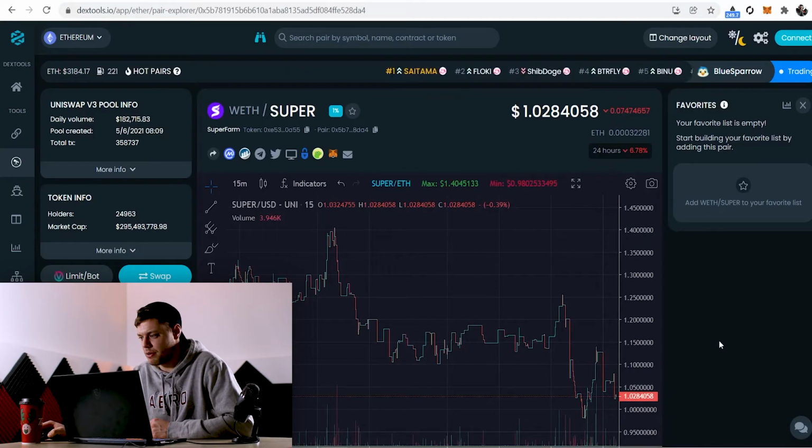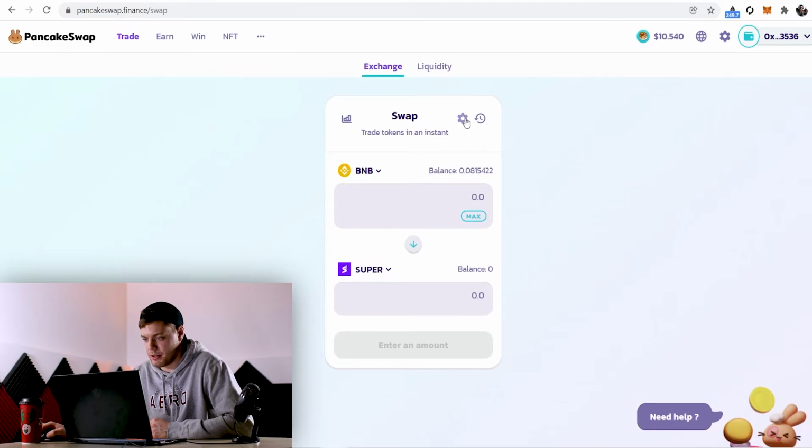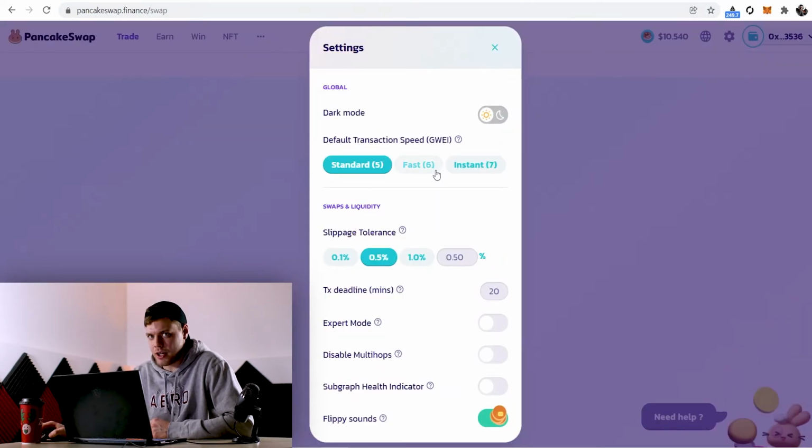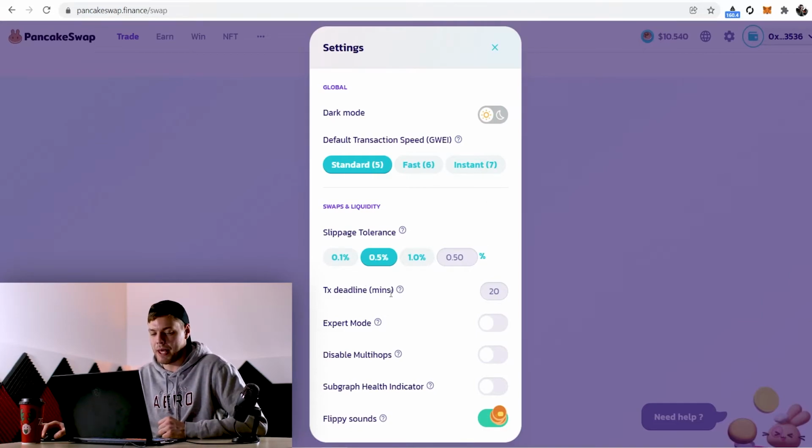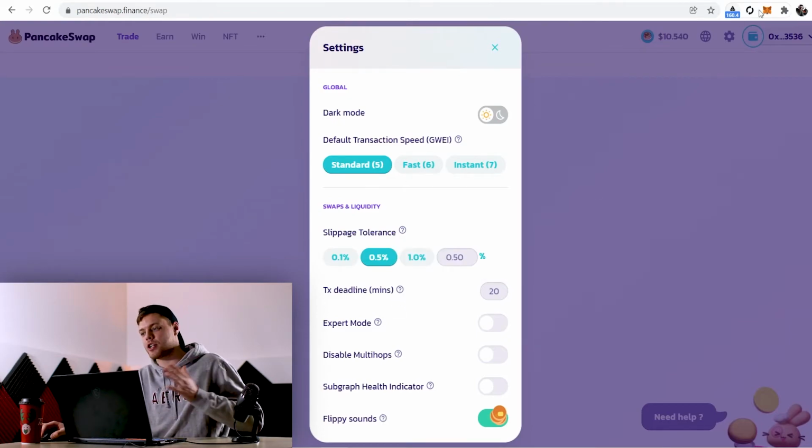Now, another important thing to note, if we go back to PancakeSwap here and click on settings, is that every decentralized exchange that you use will have a thing called slippage tolerance. Now, I'm not an expert on slippage, but you typically want to keep your slippage at about 0.5%. I've found to be the best value. Slippage is essentially the maximum price difference that you'd be willing to accept based on what PancakeSwap or whatever DEX you're using shows you here and what you actually receive in your wallet once the transaction goes through.